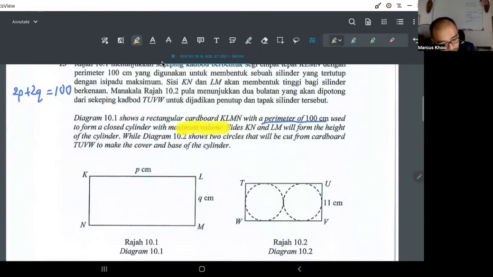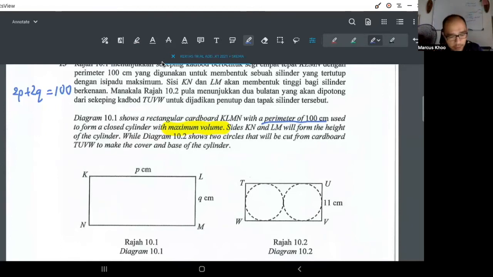Sorry. Because of the word maximum volume, this is the reason why I know that this question is a differentiation question. At first I thought, oh, maybe it's circular measure, or maybe it's triangle, or maybe it's just a simultaneous equations question. No, it is a differentiation question because of the word maximum volume.